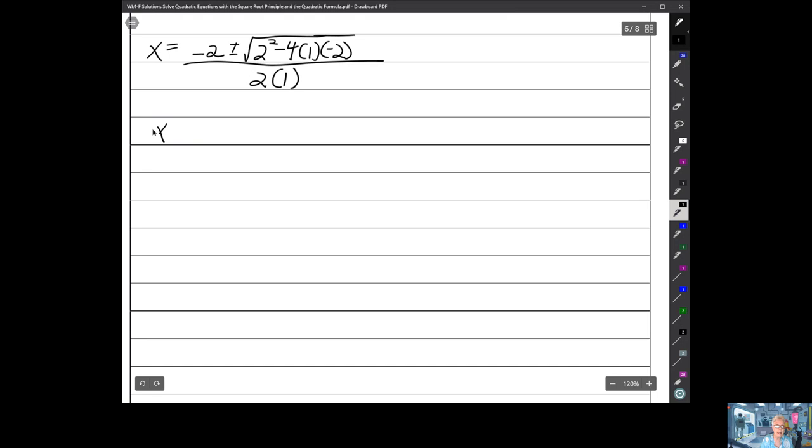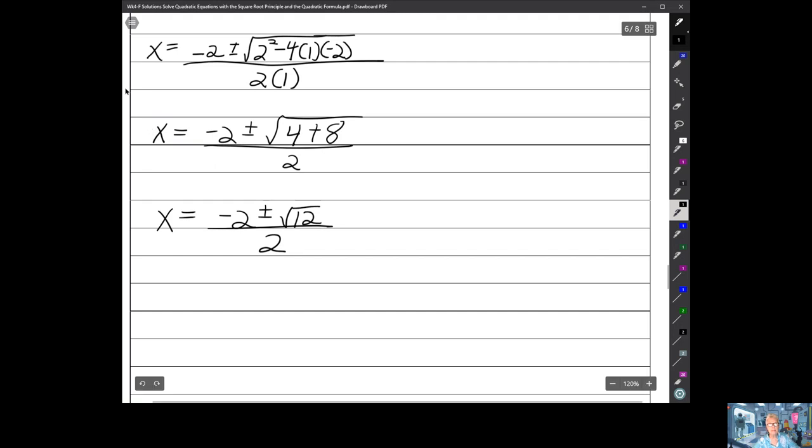And that will be x equals negative 2 plus or minus the square root of 4. Negative 4 times 1 is negative 4, times negative 2 is positive 8, so plus 8, over 2. X equals negative 2 plus or minus the square root of 12 over 2.